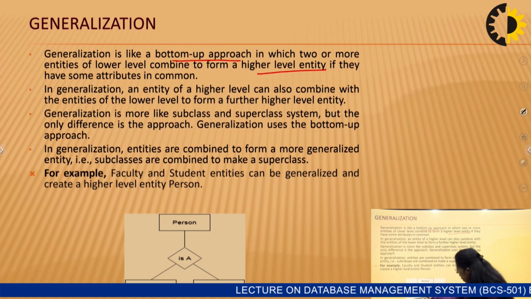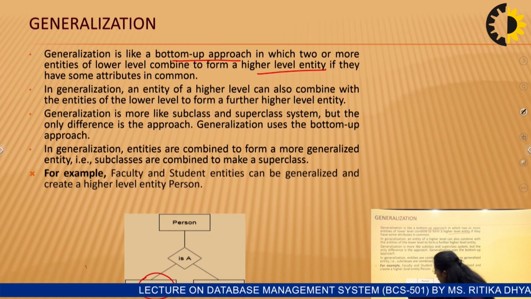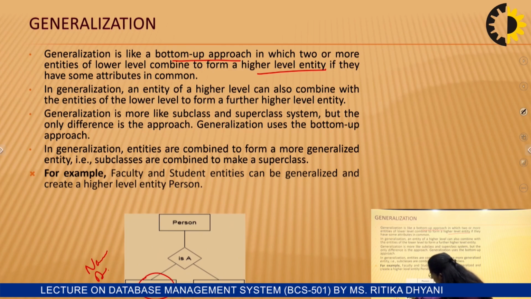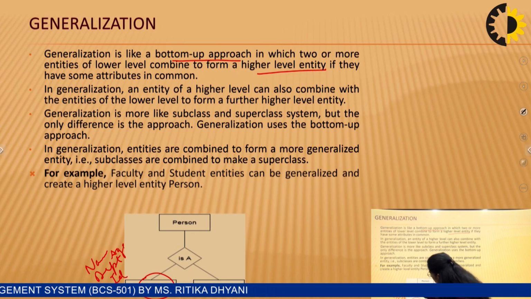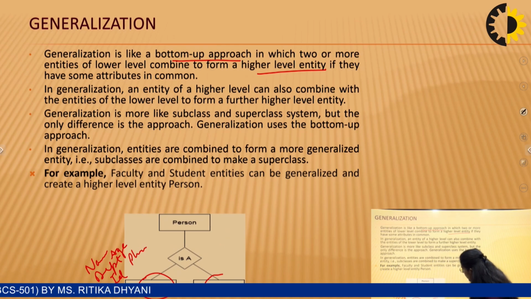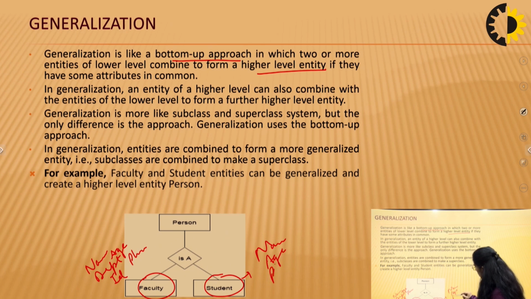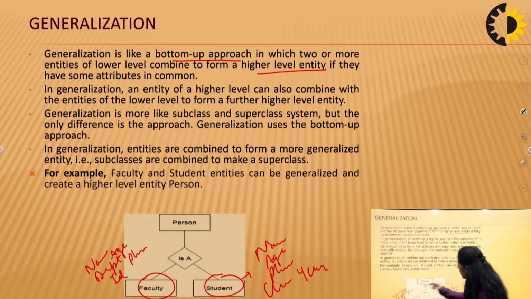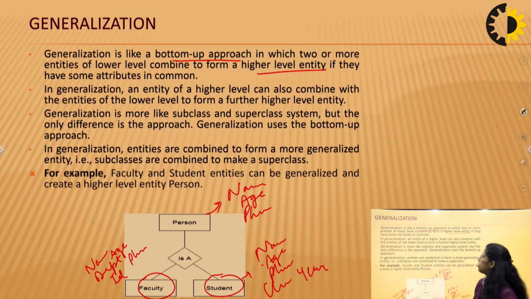Here you can see faculty will be having name, department, ID, age, phone number, etc. Student will be having name, age, phone number, class, year, etc. Now, these two will be combined as both of them are a person only. So, this person will be having name, age, phone number on combining these two entities.